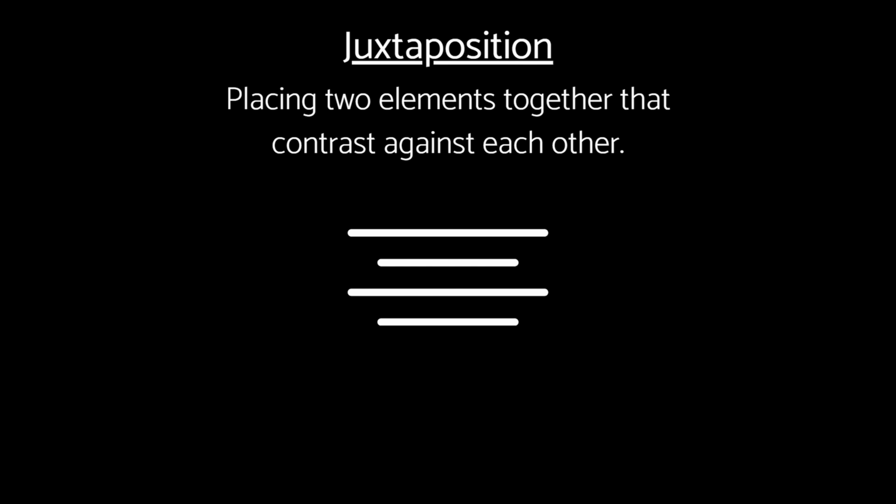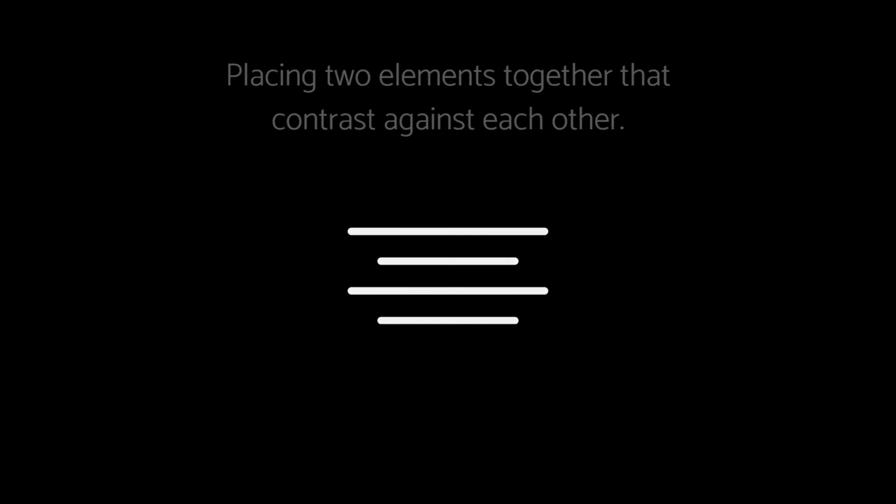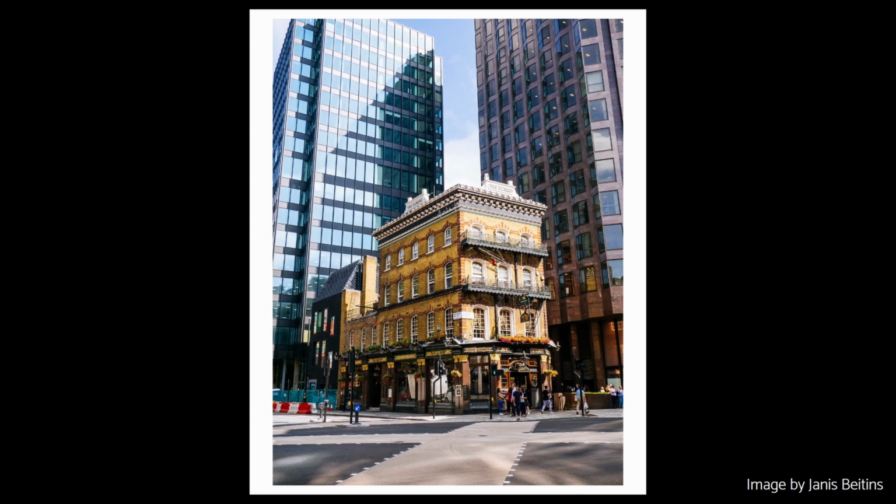Unlike using complementary colors, juxtaposition is more about the story behind the contrast instead of just using colors. For example, another example of powerful juxtaposition could be a photo of a homeless camp in the foreground with giant corporate skyscrapers in the background, symbolizing wealth and disparity. Another example of juxtaposition can be seen in this image of an older building in front of corporate skyscrapers, symbolizing the old and new and modern development. Overall, great photo by Janice Baitens.